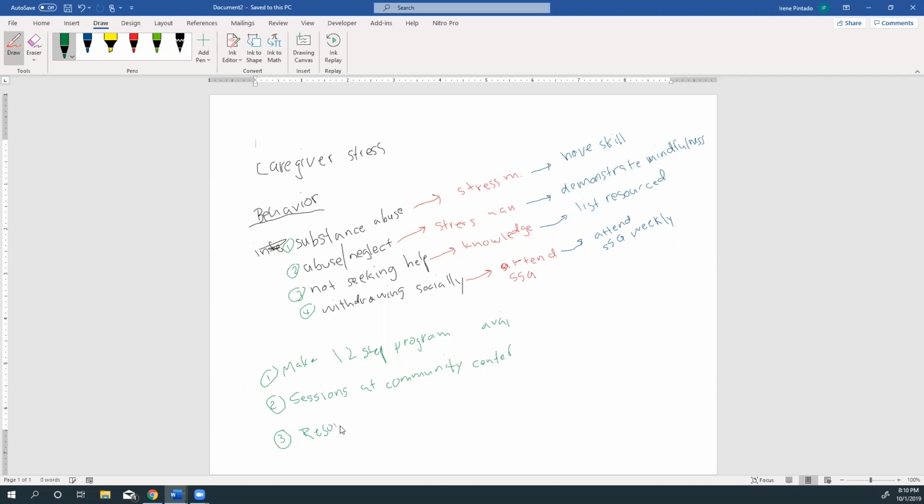What about withdrawing socially? We want them to go to a social support group. How do we get that to happen? Increase advertisement, like commercials. Okay, we can definitely advertise it. We need to make sure that they exist, right? That we have a social support group. So if there isn't a social support group, we need to establish the social support group. And then we definitely need to advertise it.